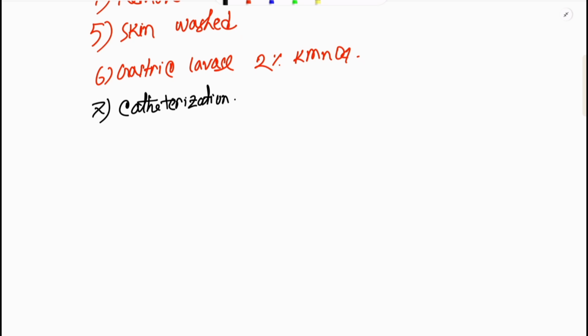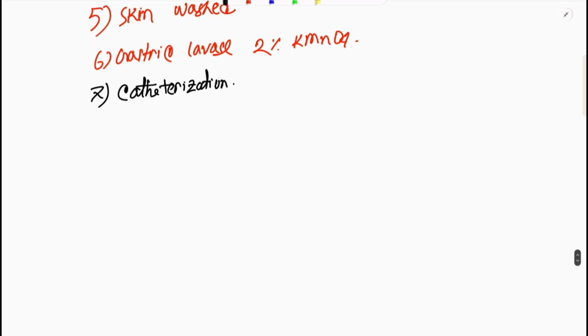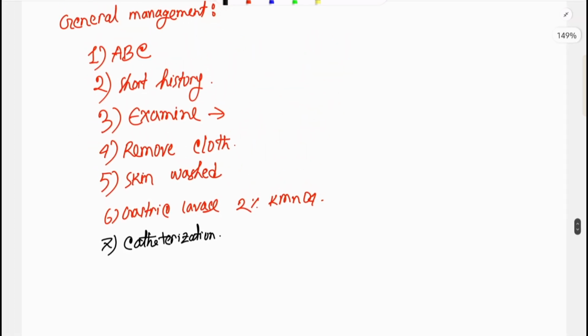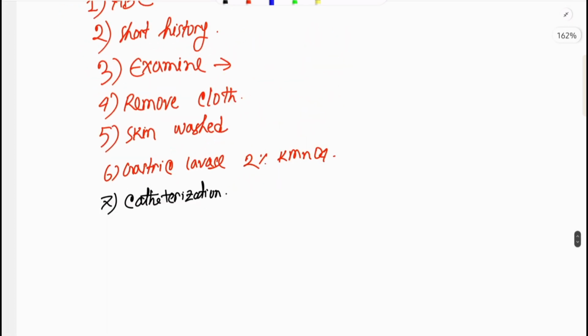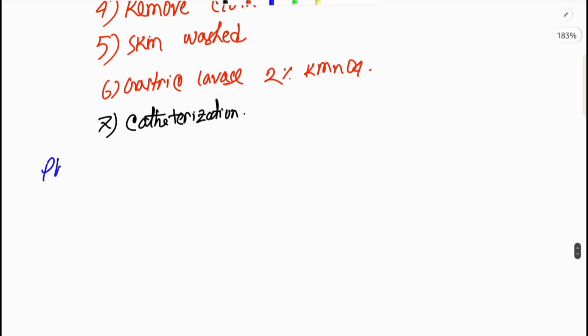Previously we discussed in short about atropine, that atropine blocks all muscarinic receptors. So when it blocks the M3 receptor on the urinary bladder, there will be no micturition and urinary retention. So before giving atropine, we must do the catheterization so that after giving the atropine, there will be no urinary retention. So after doing the general management, we will go to our pharmacological management.